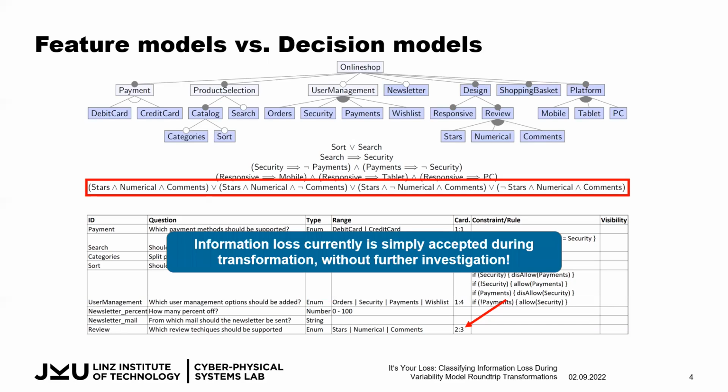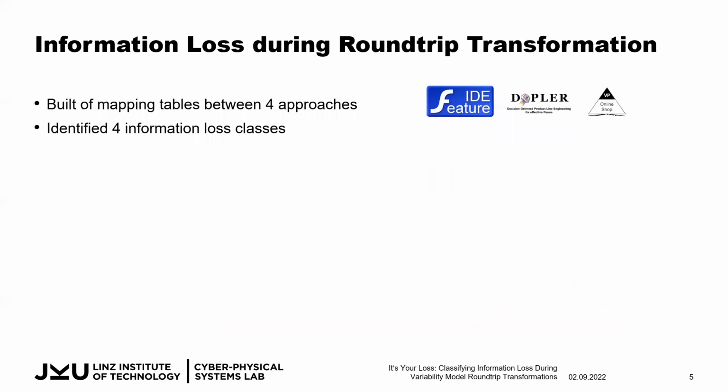And the problem here is that we all know there is certain information loss happening, and usually right now, these are things which are accepted during the transformation or are not further investigated. That is what we wanted to do with our work today, which is to build on mapping tables between the 4 different approaches. We wanted to investigate the information loss which is happening between these 4 approaches.